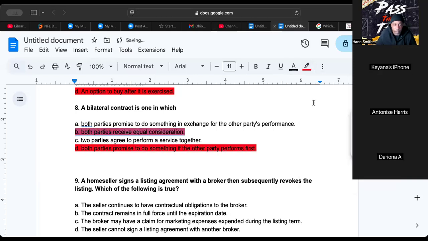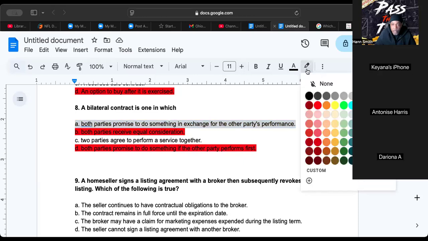I happen to agree with that. So a bilateral contract is one in which both parties promise to do something in exchange for the other party's performance, or C, two parties agree to perform a service together. It's A. All right. Moving to the next one.